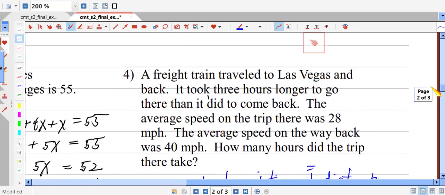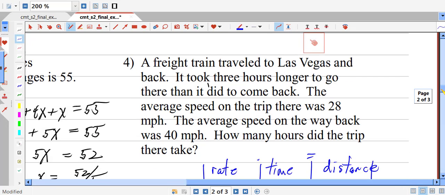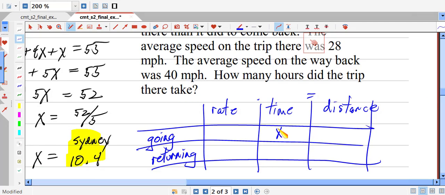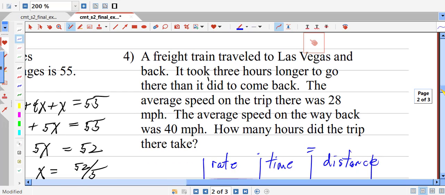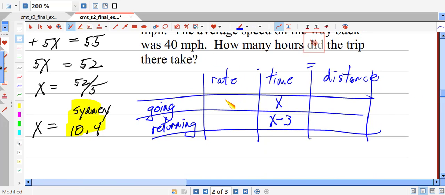Let's see, how many hours did the trip going there take? So I'm going to make x be the time for going. A freight train took 3 hours longer to go than it did to come back. So if going is x, and it took 3 more than returning, then x minus 3 would be the returning. The average speed on the trip there was 28 and on the back was 40. How many hours did it take? So going is 28, returning is 40.